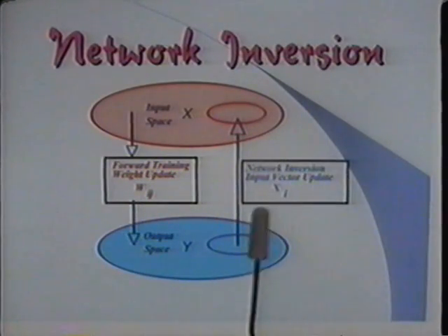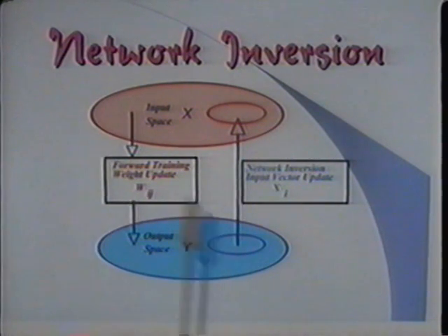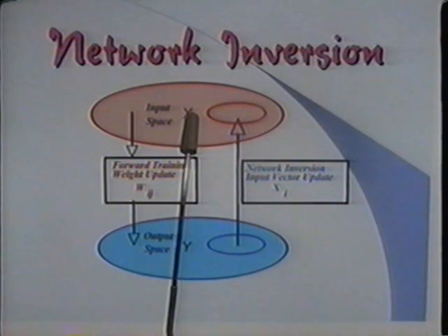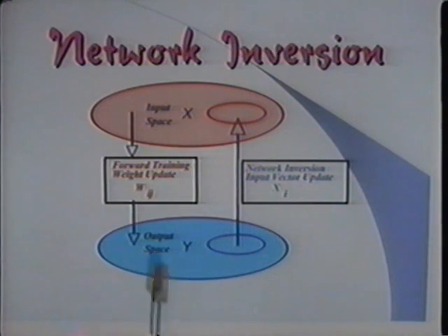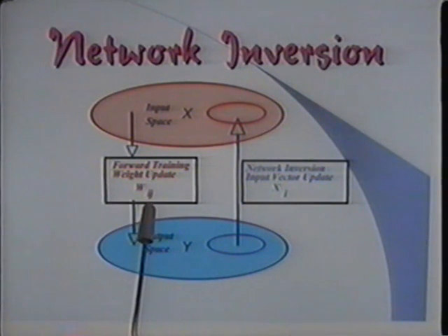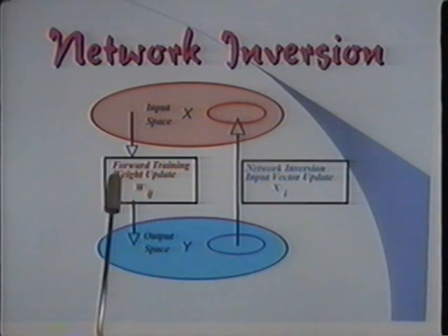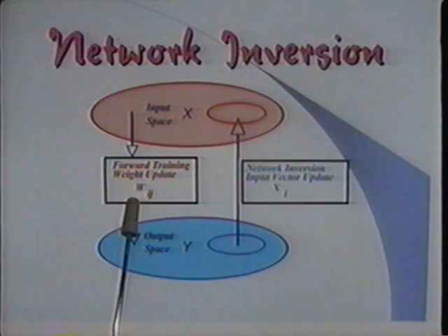Let's look at this figure here. Let's see what we do generally with a neural network. In general, you have an input space and an output space. The input space is X, the output space is Y. Now with a neural network, when you train the network, you go from X to Y by identifying the network weights. So what we know in this case is X and Y, and then we identify the weights. That's what we do with training.